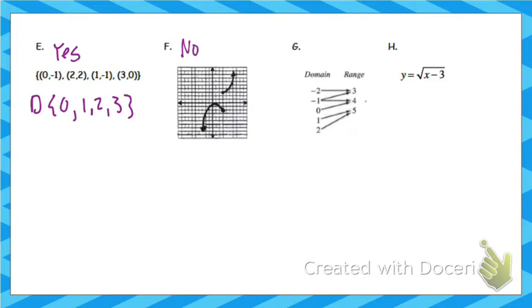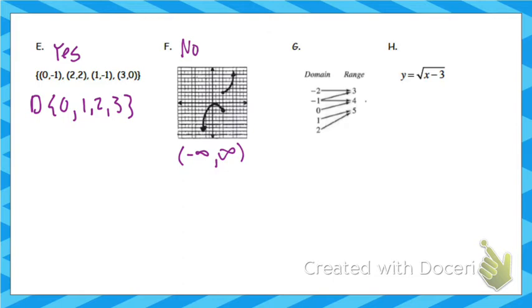Domain here, again, we're going to go left to right. So the farthest left this goes is negative infinity. Then it keeps going until this point. But if you notice, it picks right back up at that same point. So even though it kind of stops there, it does include every single x value. So this domain is actually negative infinity to infinity.